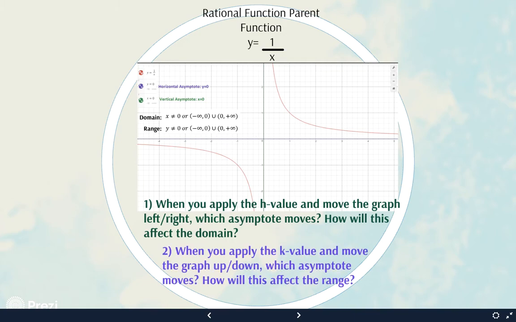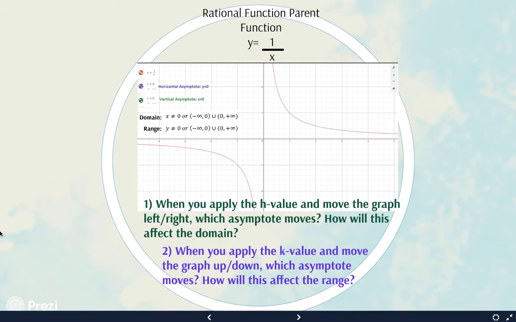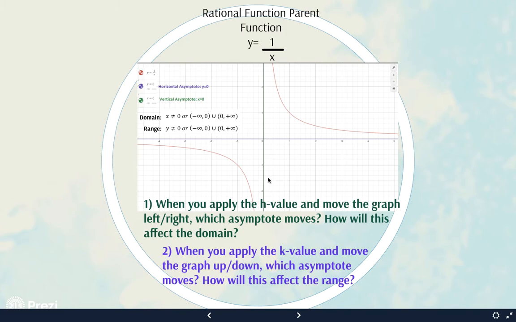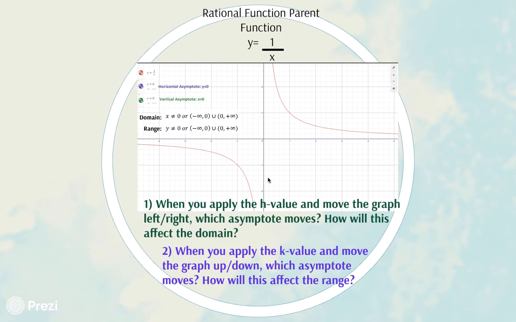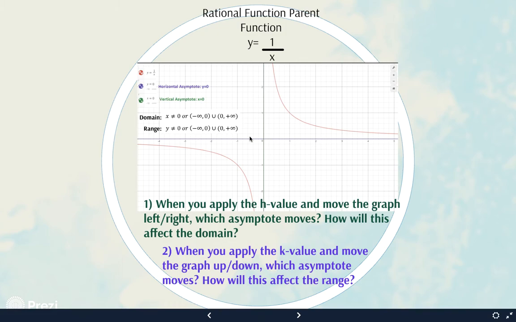Because that's where the asymptote will be sitting. And then when you apply the k value and move the graph up or down, which asymptote moves? If we move this graph up or down, which asymptote do you think will shift? It is our horizontal asymptote. The vertical asymptote is already headed to infinity and beyond, up forever, and down to where the demon cats lurk, so watch yourself.